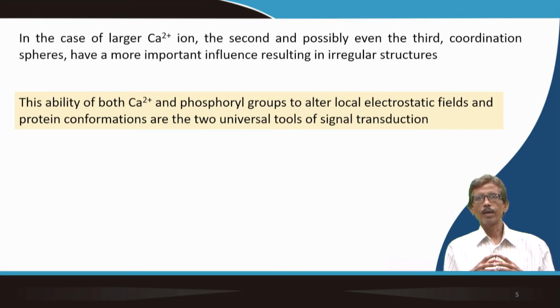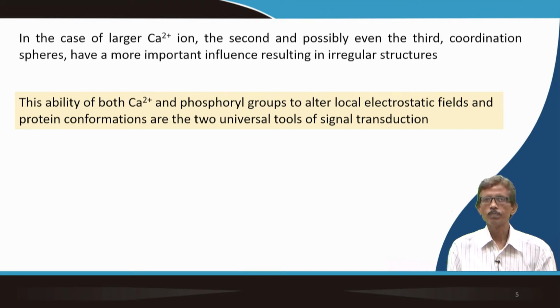So, not only calcium, as we have seen in case of your magnesium, that you can also have the phosphoryl group. So, if you bring those phosphoryl groups in terms of your ATP or ADP molecules, what you find is that the phosphate anions, the phosphoryl function and its O minus groups can come and interact with your calcium center. And interaction with those calcium centers basically can alter the local electrostatic fields and the protein conformation. And these two are basically therefore some tools for signal transduction.